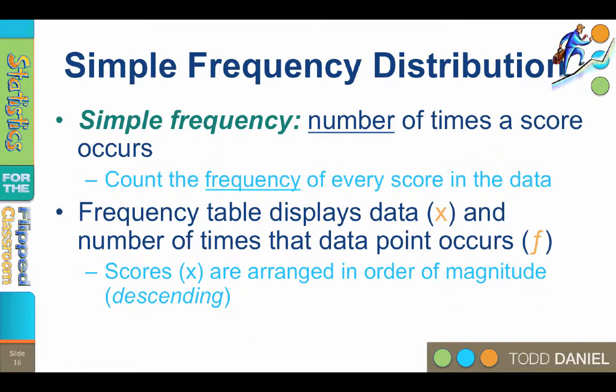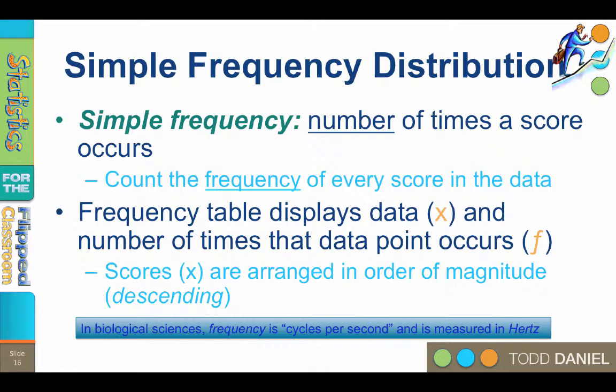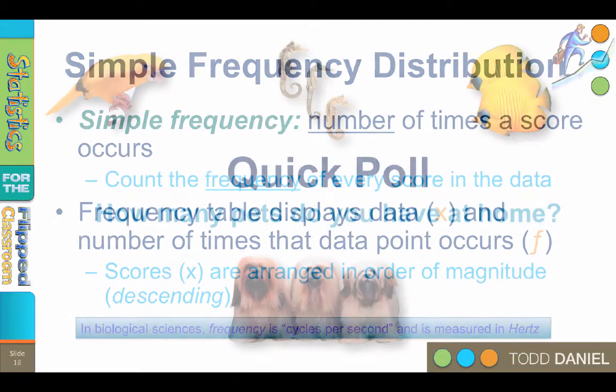Now, in biological sciences, frequency is cycles per second, and it's measured in hertz, named after Heinrich Hertz.